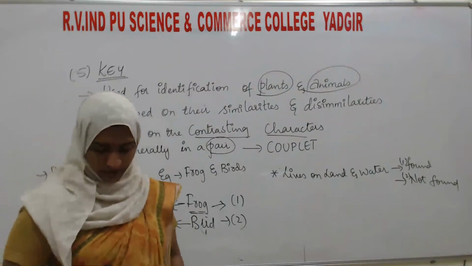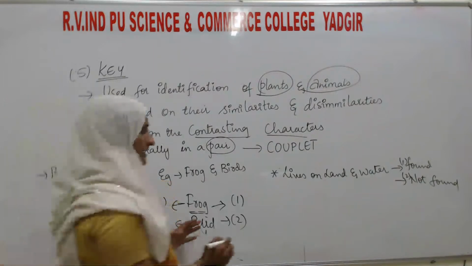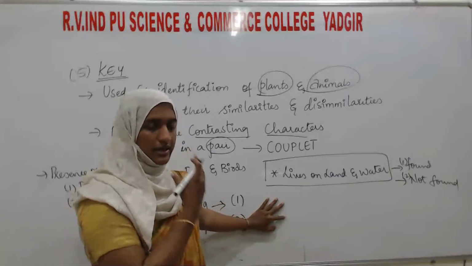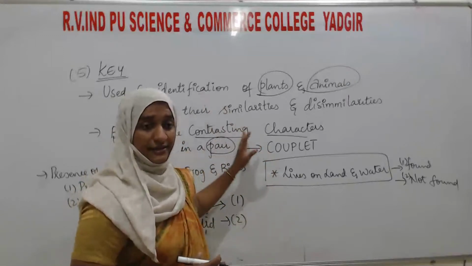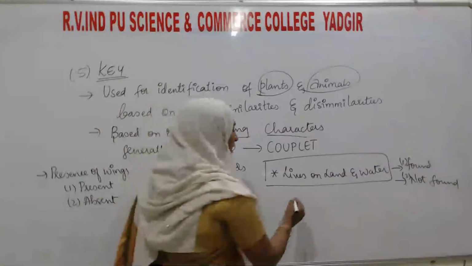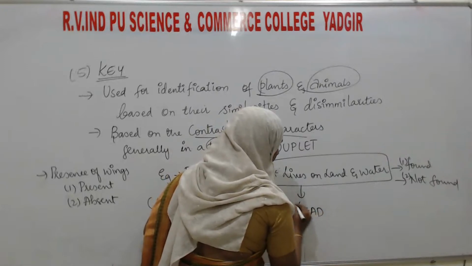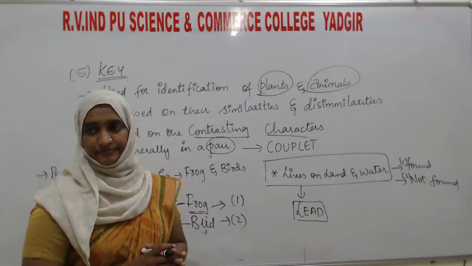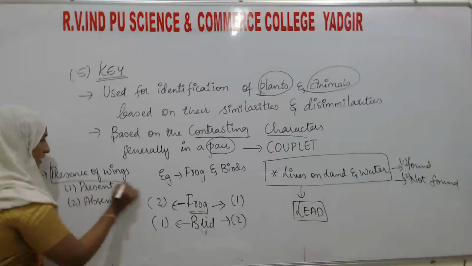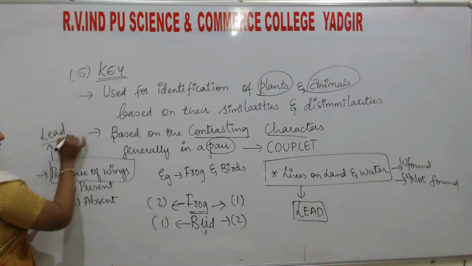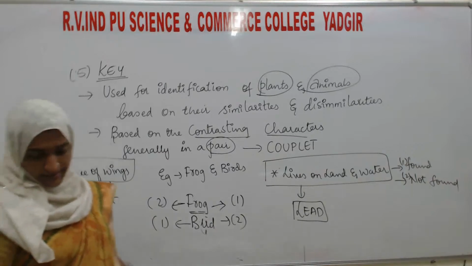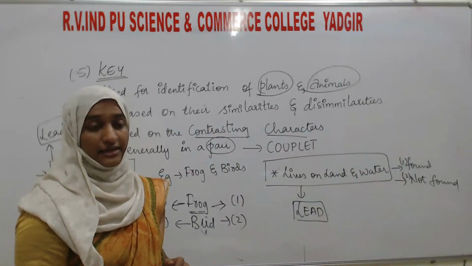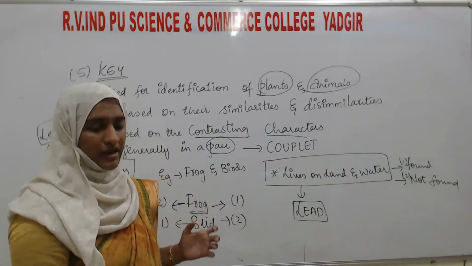Each statement in the key is called the lead. Whatever statement they give in this couplet, in this key, we can call it the lead. Here is one lead, and here is also one lead. Understood? So like this, keys are generally analytical in nature for identification of plants and animals.